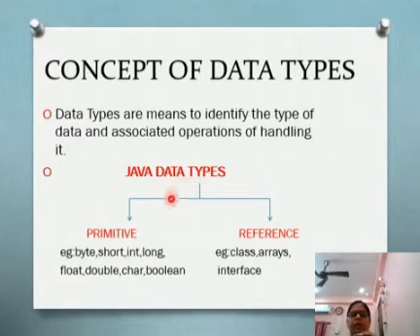Now, how many data types are there in Java? We generally see there are two types of data type. First is primitive data type, second is reference data type. Primitive data type is also known as fundamental data types. It has byte, short, int, long, float, double, char, boolean. And the reference data types are class, arrays, and interface.